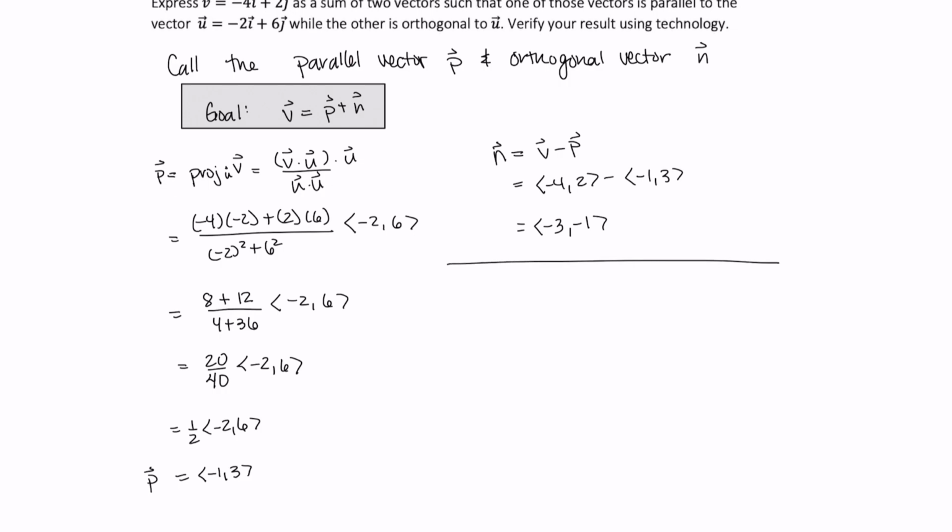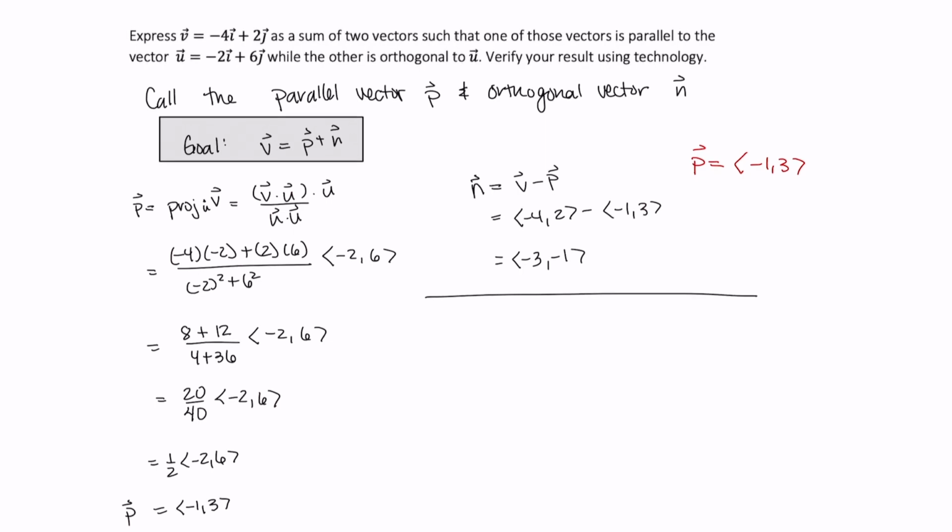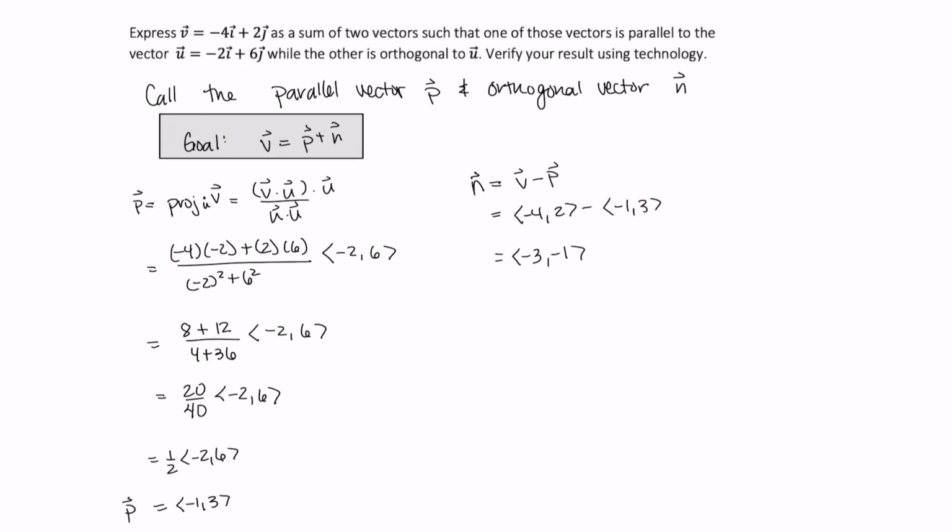All right, so what have we found? We have found that P is equal to negative 1 comma 3, and N, not V, N. All right, let's summarize our results. P is equal to negative 1 comma 3. N is equal to negative 3 comma negative 1. And now let's verify this using technology.